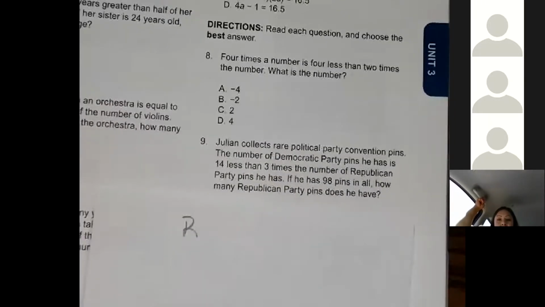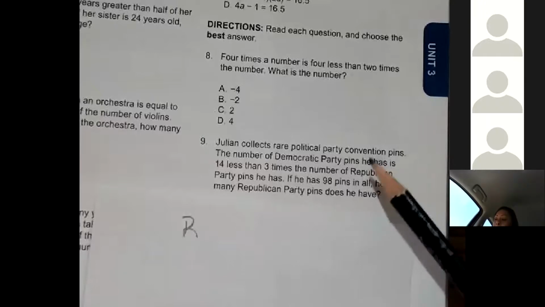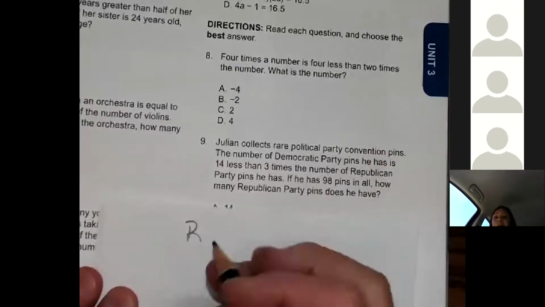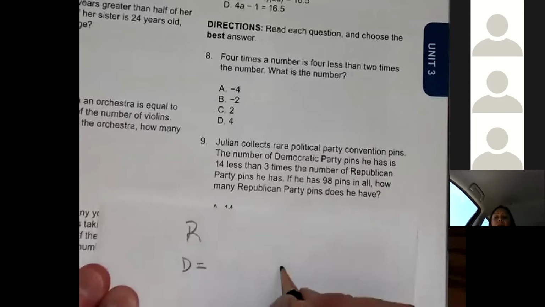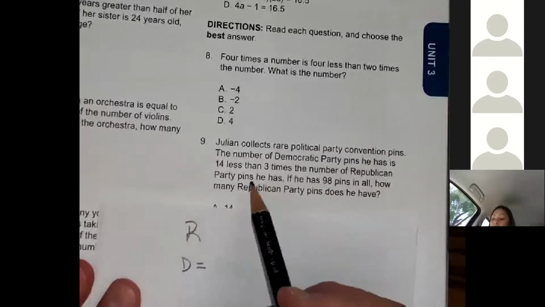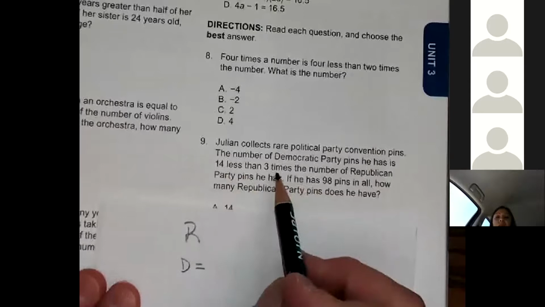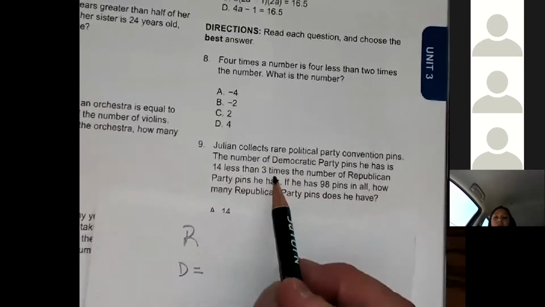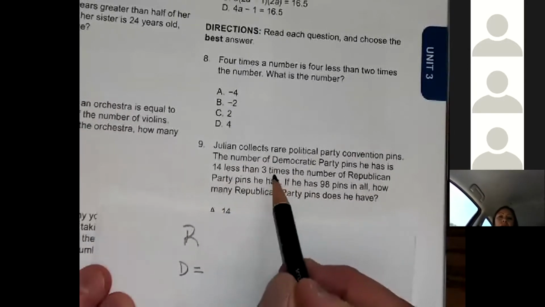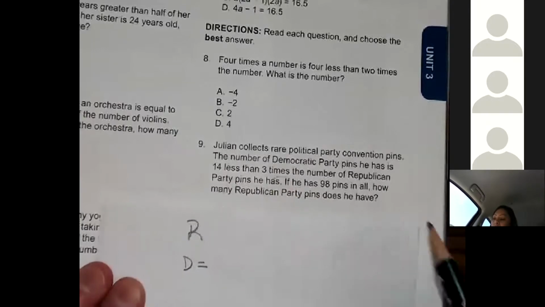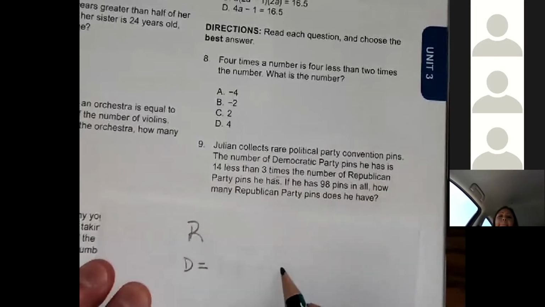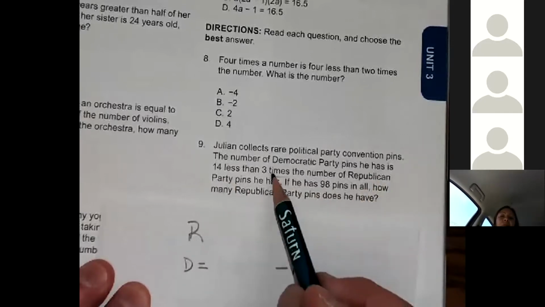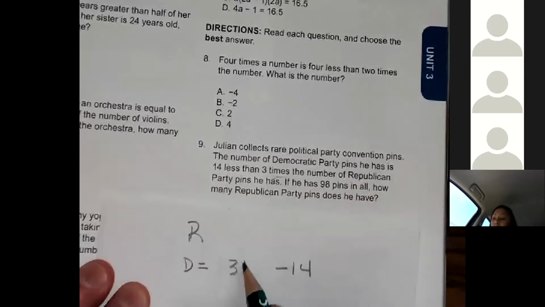Now, Democratic pins is 14 less than 3 times Republican. Okay. It's going to be 14 less than, and see, here we go, Joe, 3 times. That's multiply. They had to use that word in there because we can't think of any other word to disguise it with. 14 less than 3 times Republican. And he has 98 pins in all.